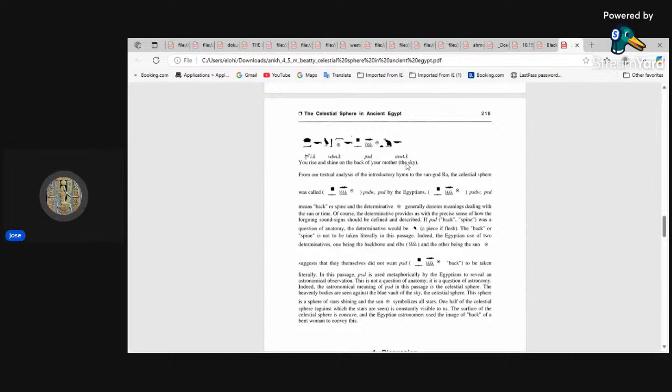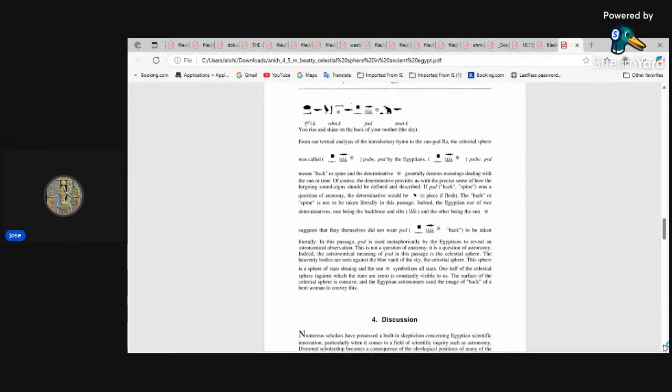From our textual analysis of the introductory hymn to the sun god, the celestial spirit was called Pasej by the Egyptians. Pasej means back or spine, and the determinative generally denotes meaning dealing with the sun or time. Of course, the determinative provides us with the precise sense of how the sun sign should be defined and described. If Pasej, back or spine, was a question of anatomy, the determinative would be this: a piece of flesh.